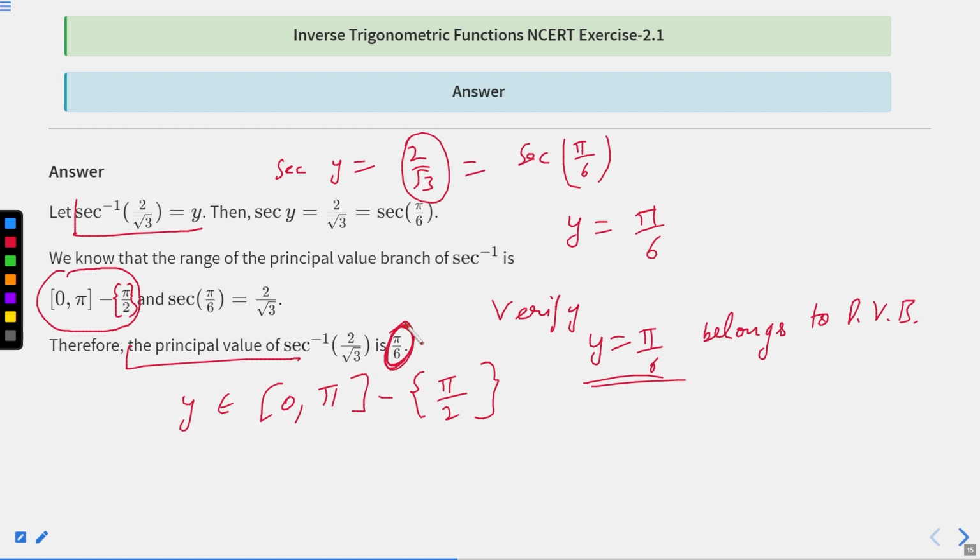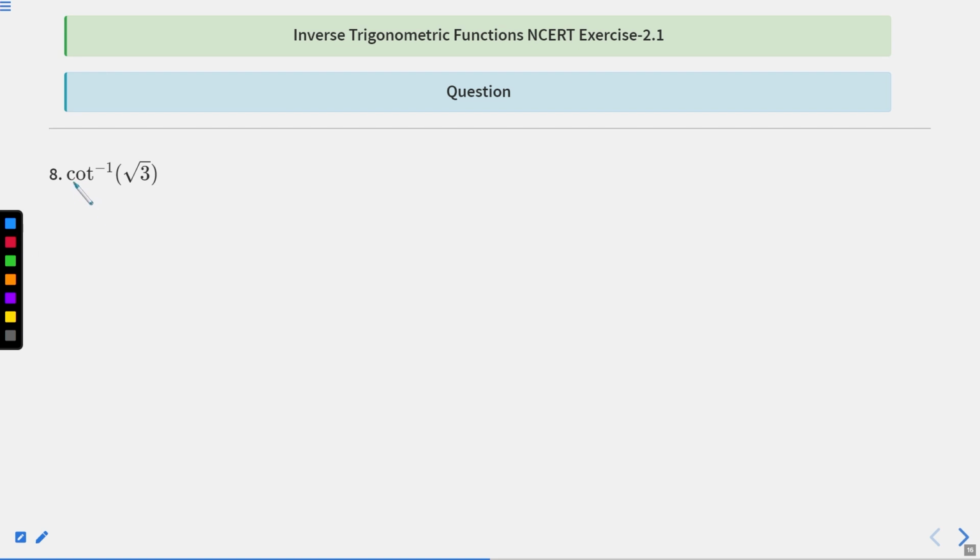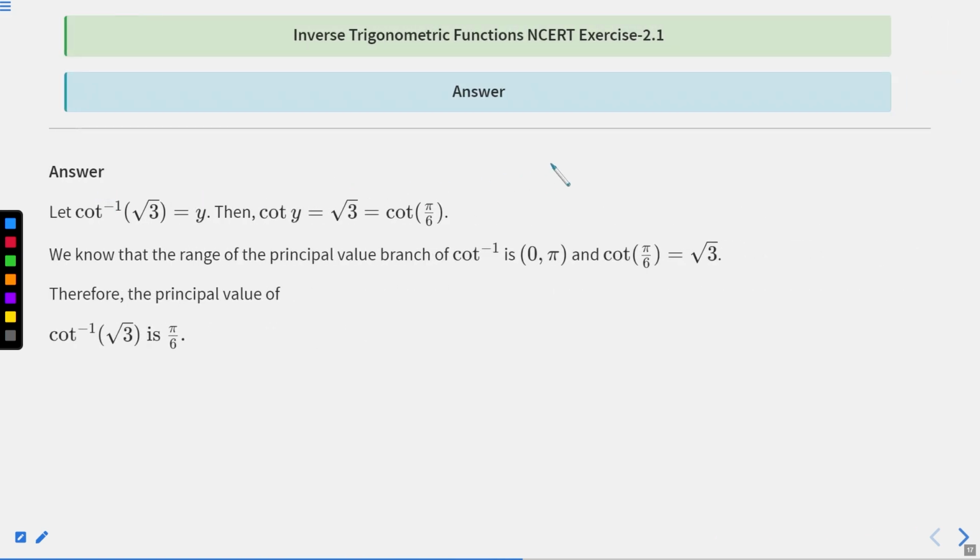So let's do the 8th question. Find out the principal value for cot inverse of root 3. So the principal value branch for cot inverse is what? If you can recall, it is the open interval 0 to pi. Okay, then let's start with this.